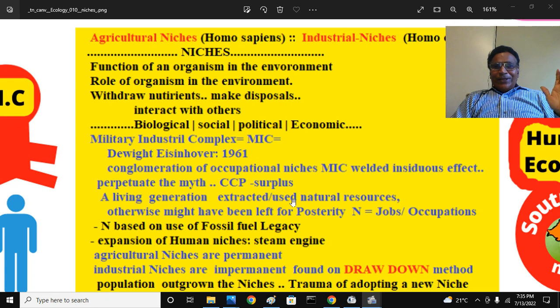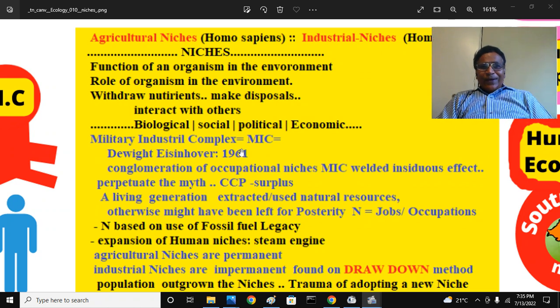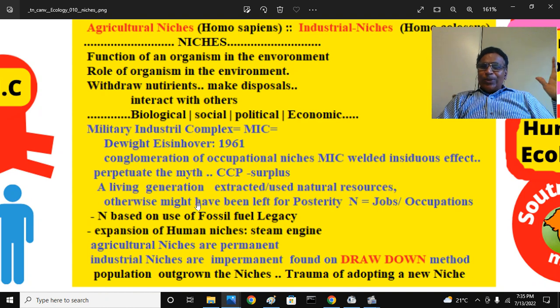The problem with the military industrial complex society, the industrial society we live in today, is that we have depleted the carrying capacity surplus that agricultural societies had. So, a living generation extracted, that means the people living before World War I and World War II, they depleted most of the resources, the minerals, the metals, natural gas, oil, and the easily available coal. We have depleted those resources. These resources will not be available to posterity. If our forefathers had not depleted them, they should have been available to posterity to use.